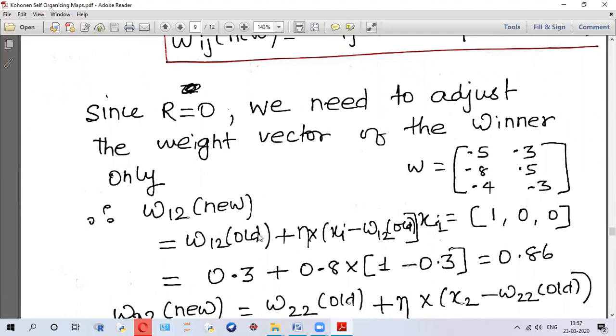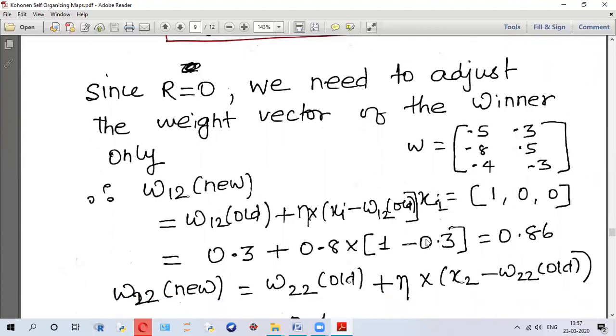So W12 new would be W12 old. The old value is 0.3, the learning rate is 0.8, times xi, because we are taking the present input, we just process this input 1. So this present input is 100. So 1 minus the old weight. Again, the old weight is 0.3, which comes out to be 0.86.